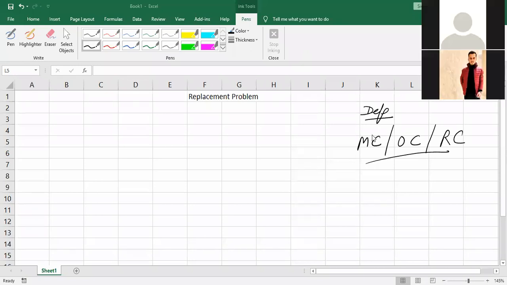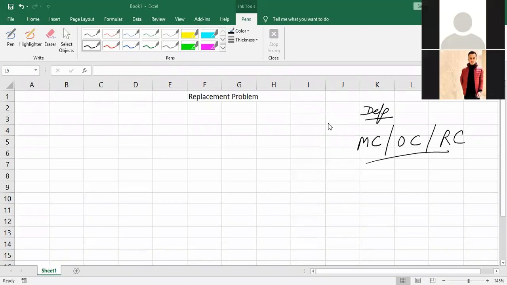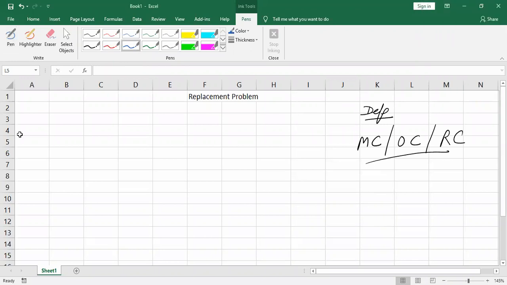So now we are going to decide how we will work with it, how we will replace things. Now I'm taking one example. Suppose we have one machine, and the cost of that machine is 7,000 rupees.